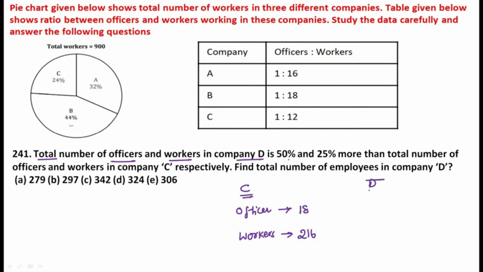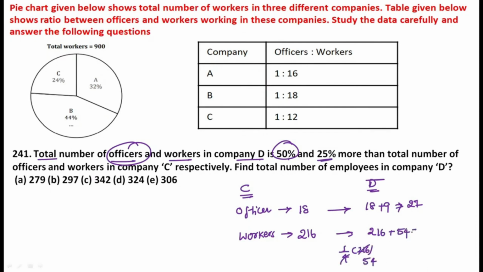Now see, we need to calculate it for company D. So in company D, officers are 50% more. So 50% more means it's 9 units more. 18 plus 9 is equal to 27. In the same way, workers are 25% more, which means one fourth of 216. 4 fours are 16, so 54 members are extra. Now 216 plus 54 is 270. Now in company D the total number of officers is 27 and the workers are 270. Now the question: find the number of employees. So number of employees is exactly equal to 297.